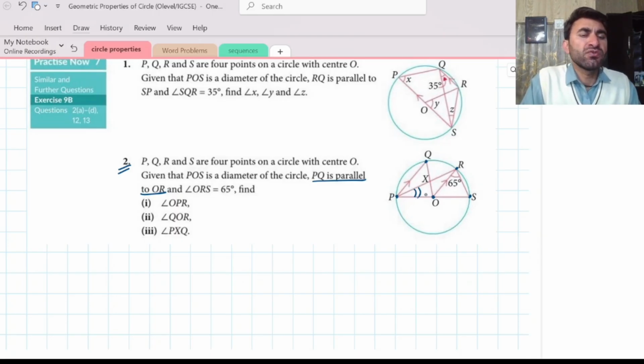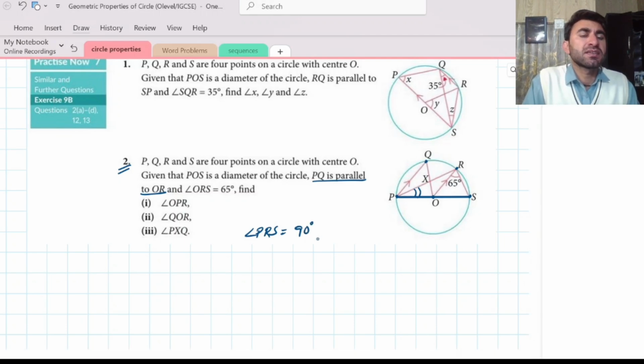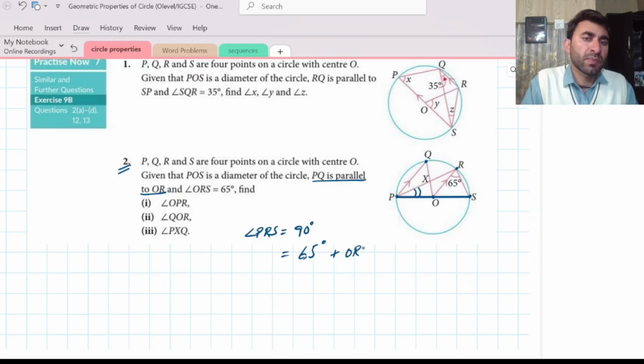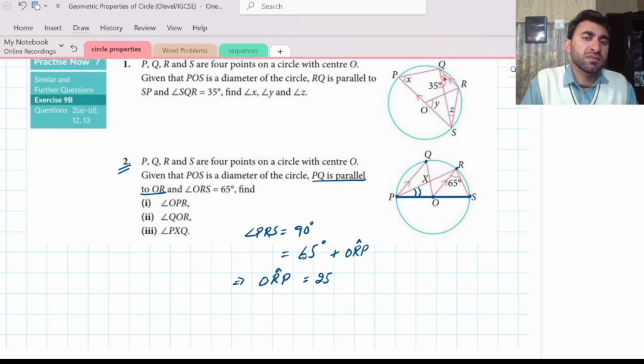In order to figure out this angle, I would like to start with the angle at position R, because we know that PS is the diameter of the circle. So angle at R, which is angle PRS, must be 90 degrees, because that is an angle in the semicircle. And as we see, this is actually equal to 65 degrees plus the angle ORP. So angle ORP must be 25 degrees, because 65 added to 25 will become 90 degrees. So the angle over here is 25 degrees.